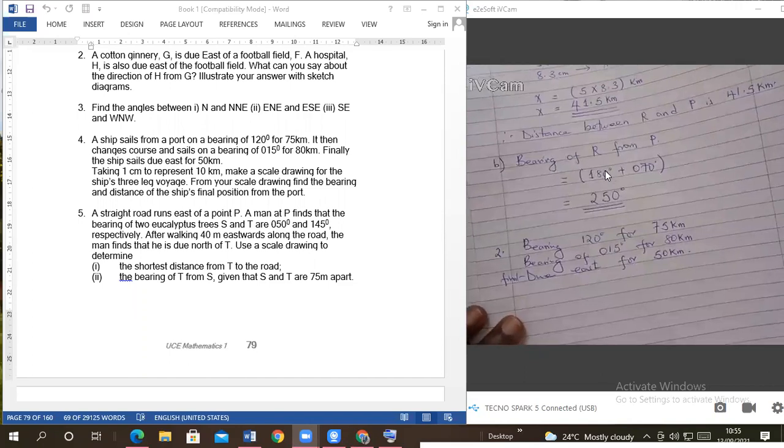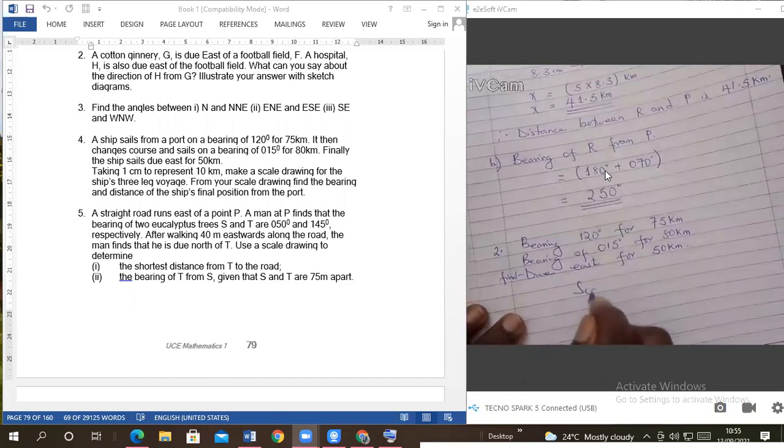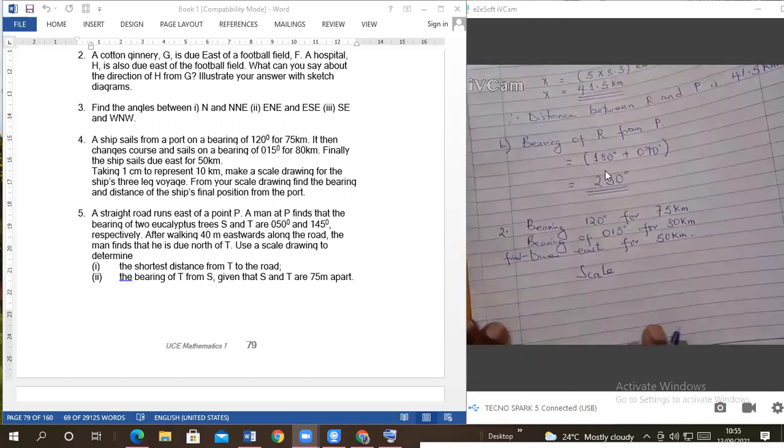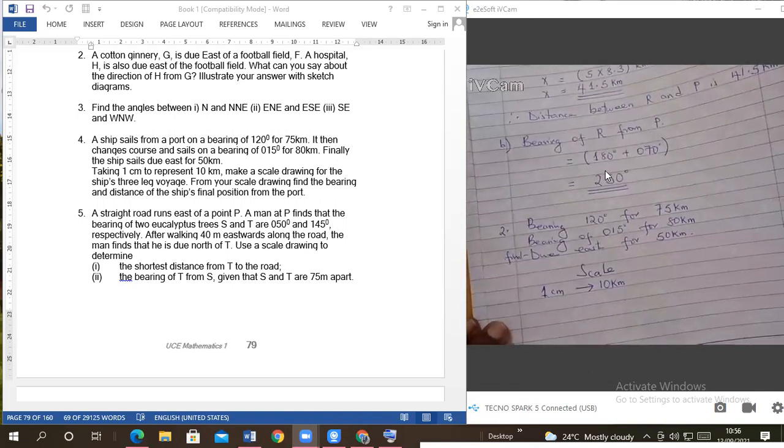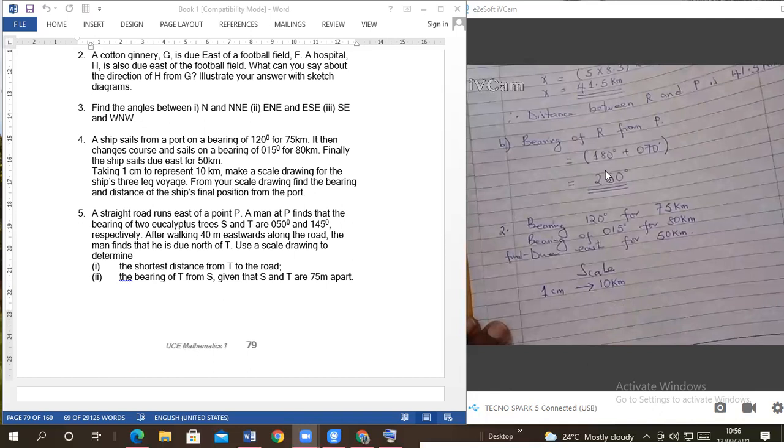They've taken 1 centimeter to represent 10 kilometers. So they've given us the scale. Which means our scale is 1 centimeter representing how many? 10 kilometers. That's our scale. Okay.